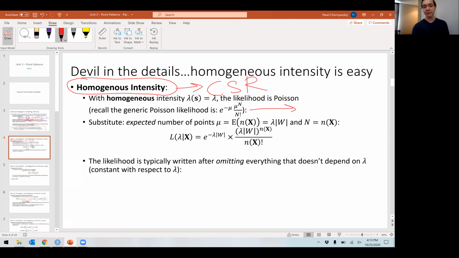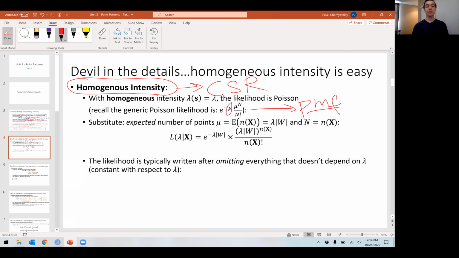Formally, this is a PMF, a probability mass function. And we have the mean, mu. There's only one parameter in a Poisson. In a normal distribution, there's two parameters. In a gamma distribution, there's two parameters. In a Poisson distribution, there's just a single parameter, and that's the mean, the average number of whatever. In this case, it's points per unit area.